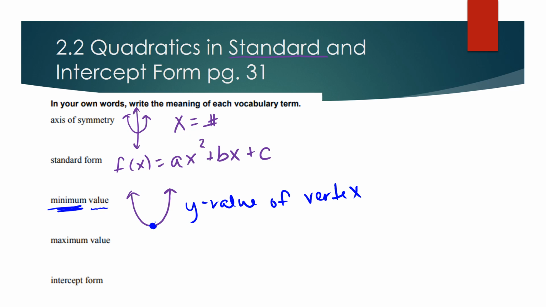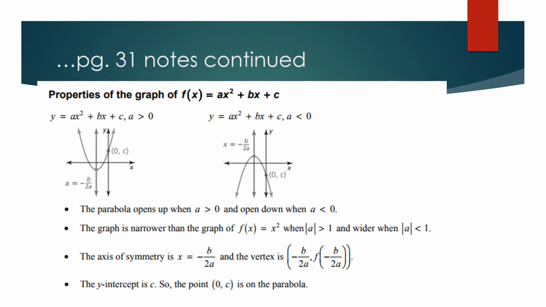Now, a maximum value is if you have a downward facing parabola. And in that case, this vertex at the top is going to be the highest value. So you're going to give the y value, again, of the vertex, but in this case, it's called a maximum value. The other one was a minimum value. And then the intercept form, actually, we're going to wait on. We're going to do that one a little bit later, so you can bypass that.